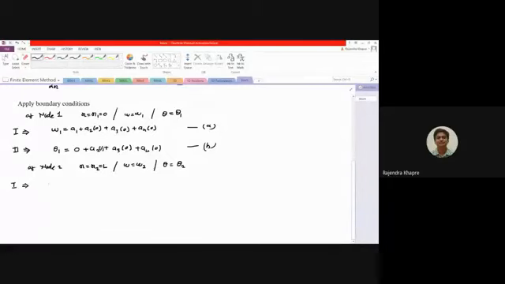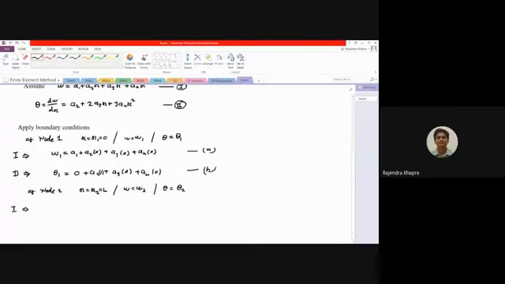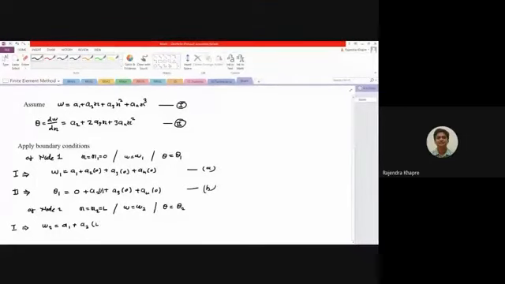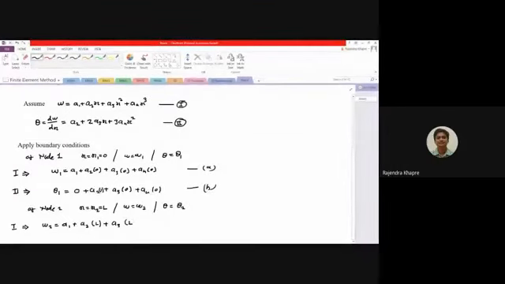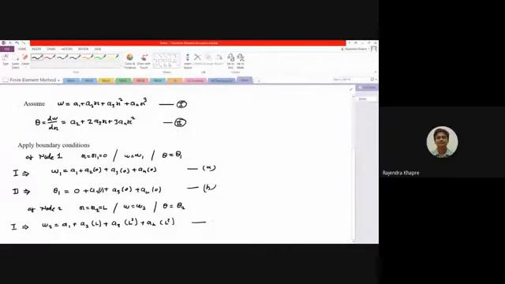So expression number 1 is basically w. Let me go slightly up so that you can see both. Now this w value will become w2. So this w2 will be something like a1 plus a2 into L, plus a3 into L square, plus a4 into L to the power 3. So this is now expression number c.